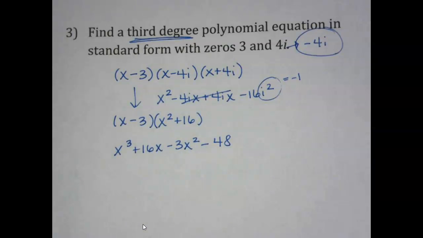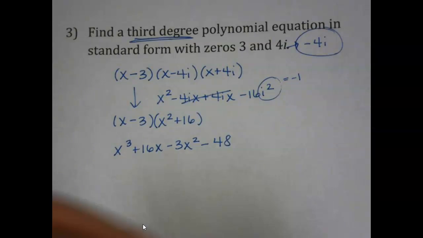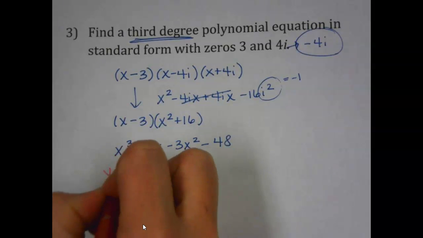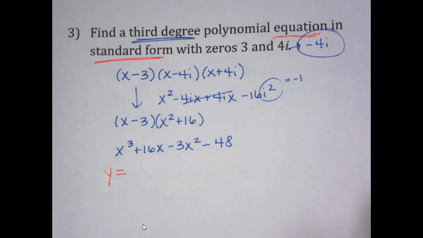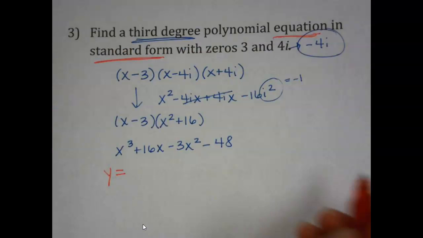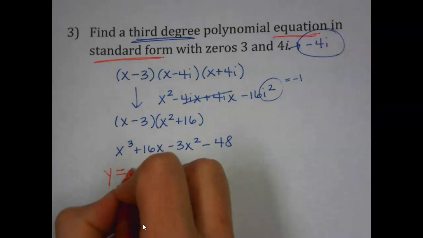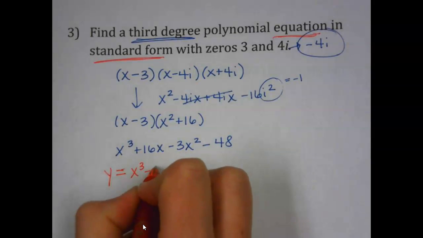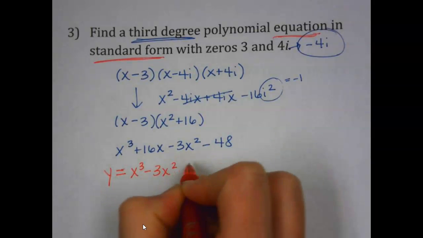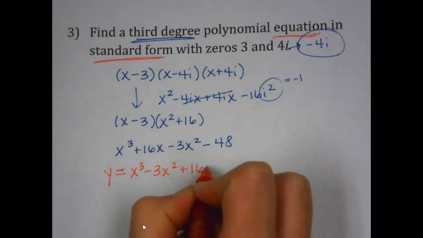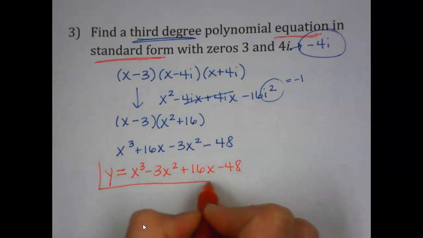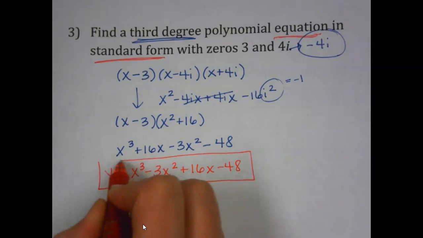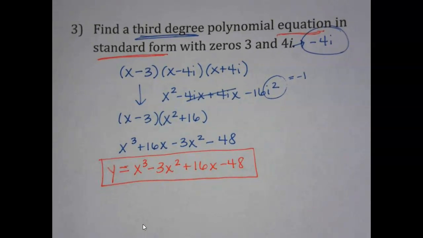And we want to make it an equation, so in our final answer we're going to add in a y equals. We also want it to be in standard form, so it has to be in descending order of exponents. So our biggest exponent goes first, and then the next biggest, so on and so forth. So now we have a third degree polynomial equation in standard form.